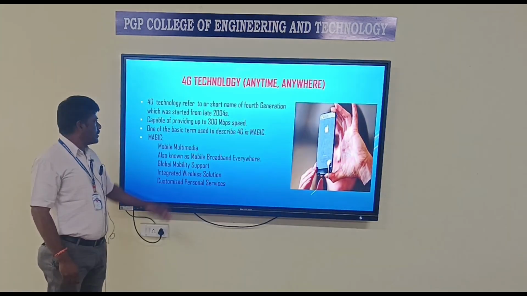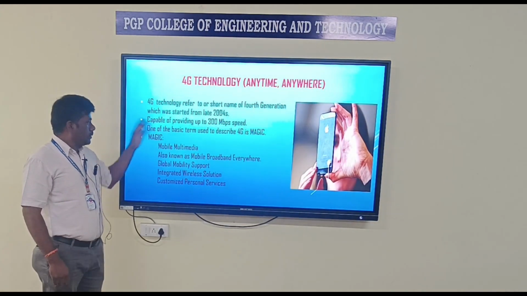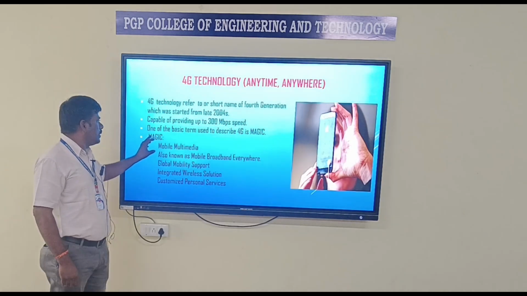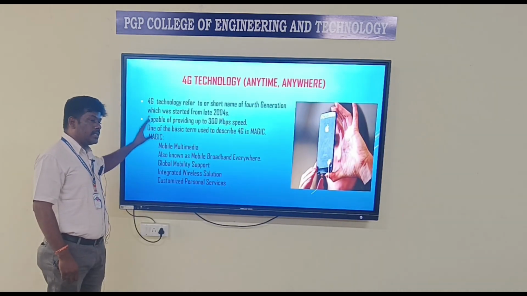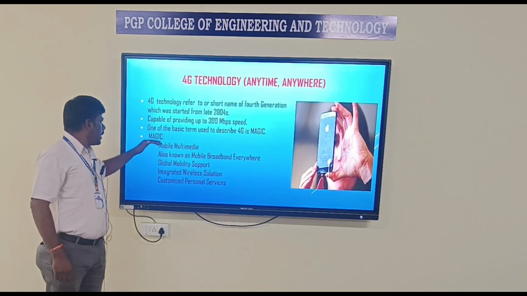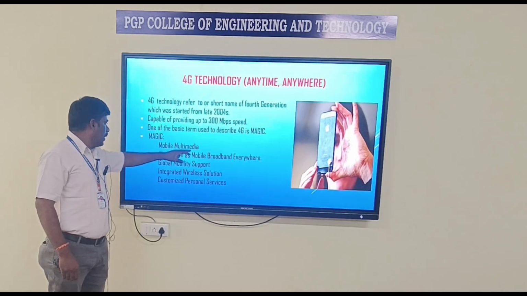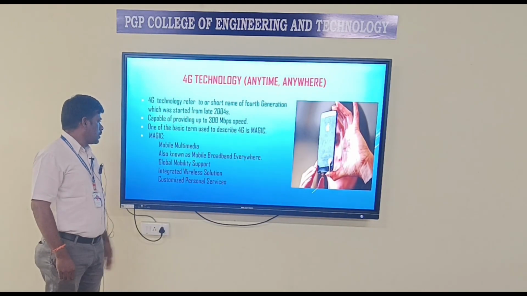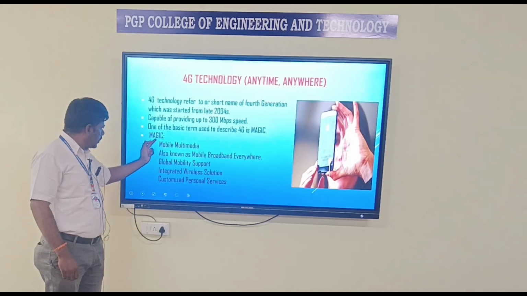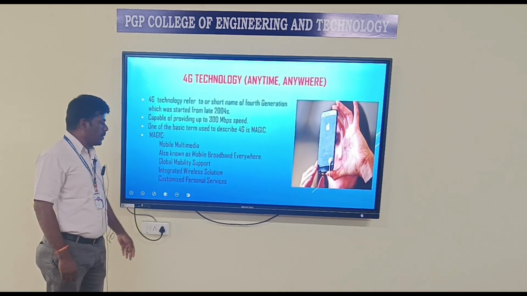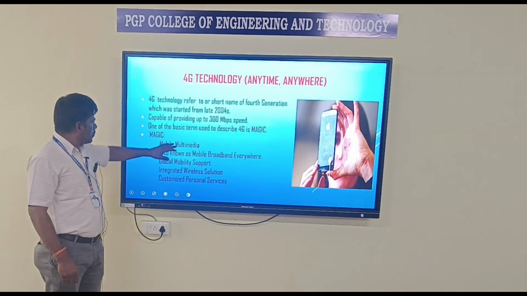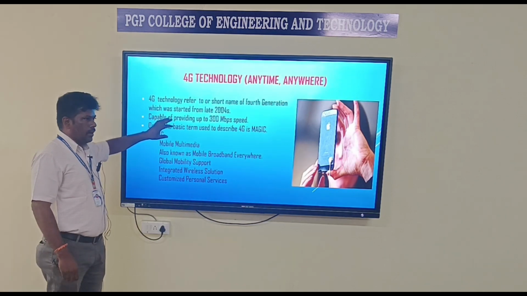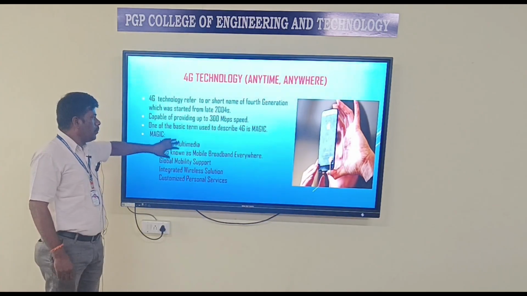One of the basic terms used in 4G is called MAGIC. What does MAGIC actually stand for? Mobile multimedia, also known as mobile broadband everywhere, global mobility support, and customized personal service. Each term is abbreviated, and together it forms the name MAGIC.